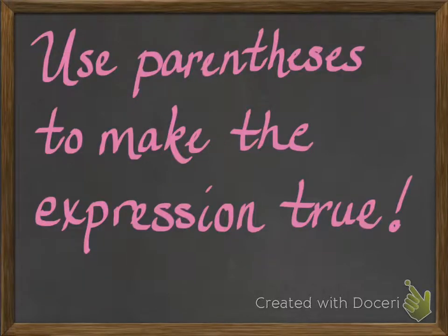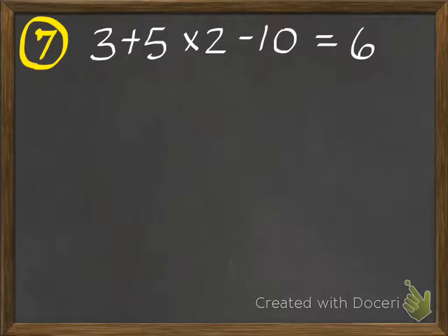All right, this time you're going to do something different. You're going to put parentheses in to make the expression true. So each problem is going to need parentheses, and you're going to put them in the right place, okay? So we have 3 plus 5 times 2 minus 10 equals 6. I'm going to show you the first ones. I'm going to have you do a few, okay? So you're going to put parentheses around two numbers in an operation.